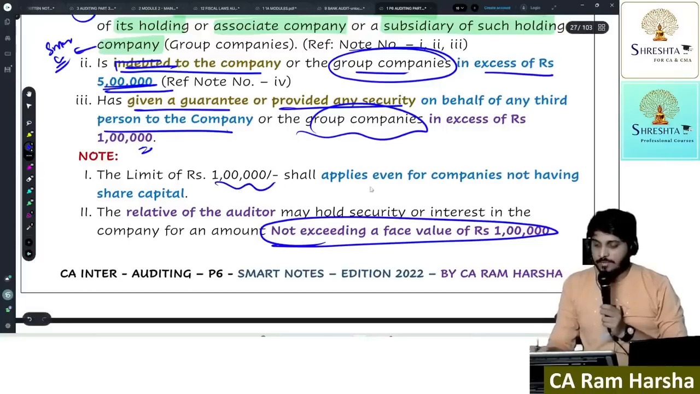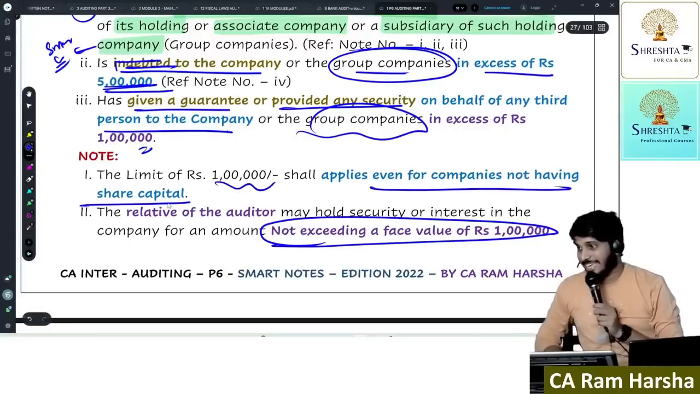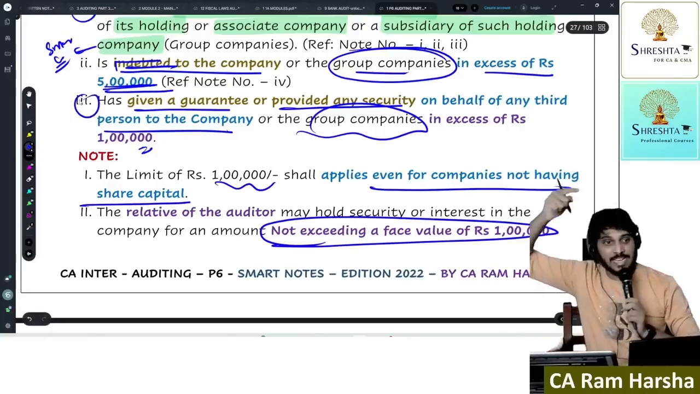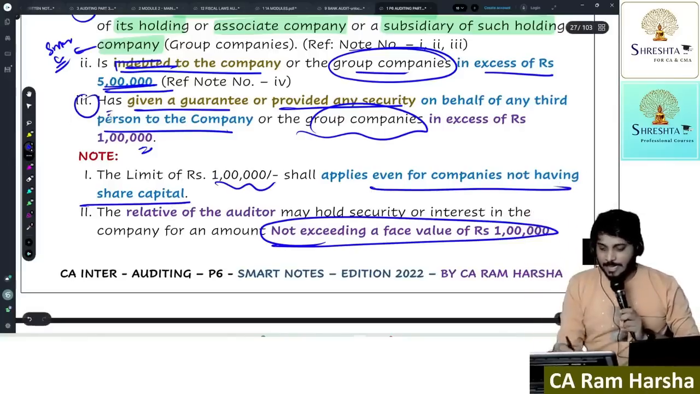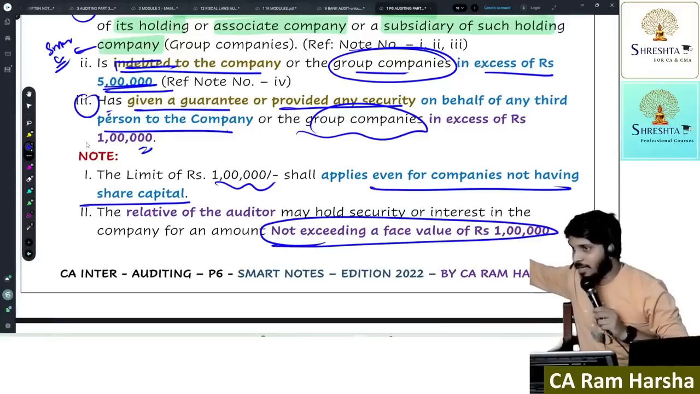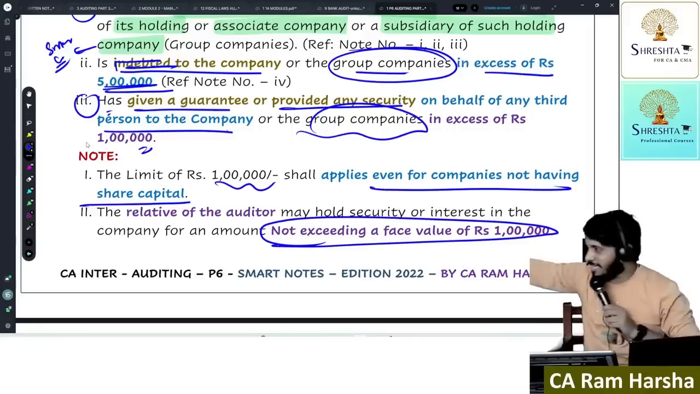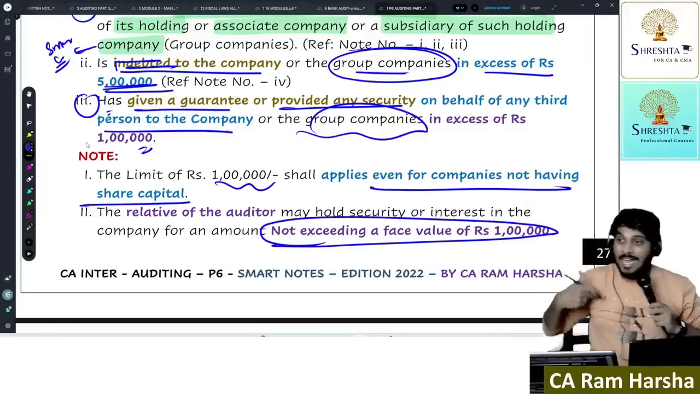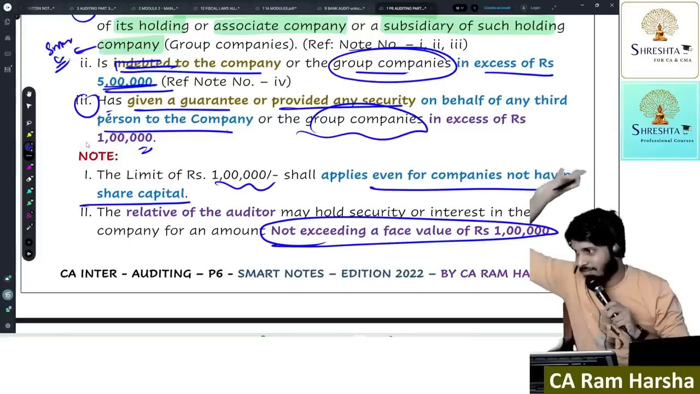The limit of 1 lakh will apply even for a company not having share capital. If the company is limited by guarantee, see, this guarantee is different from paid up capital. Here guarantee means guarantee given on behalf of a third party to the company. A third company, you can sell goods to them. They are trustworthy people, I am giving guarantee. That guarantee is different. Becoming a shareholder by guarantee is different.